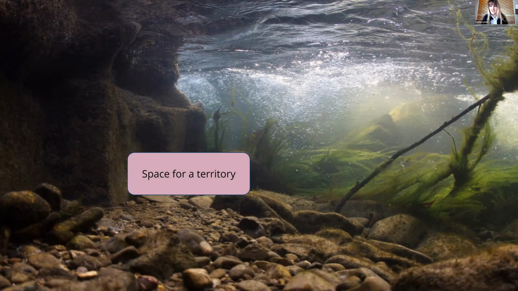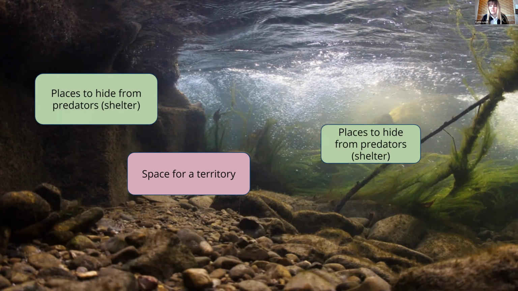So let's just say we're looking through the eyes of a single fish right now. This is plenty of space for a single fish to use. The other thing that they might use is the places to hide from predators. So the shelter, you've got some good rockiness right here next to the shore of the river, and also under these plants and sticks and whatever other debris might be in the river too.